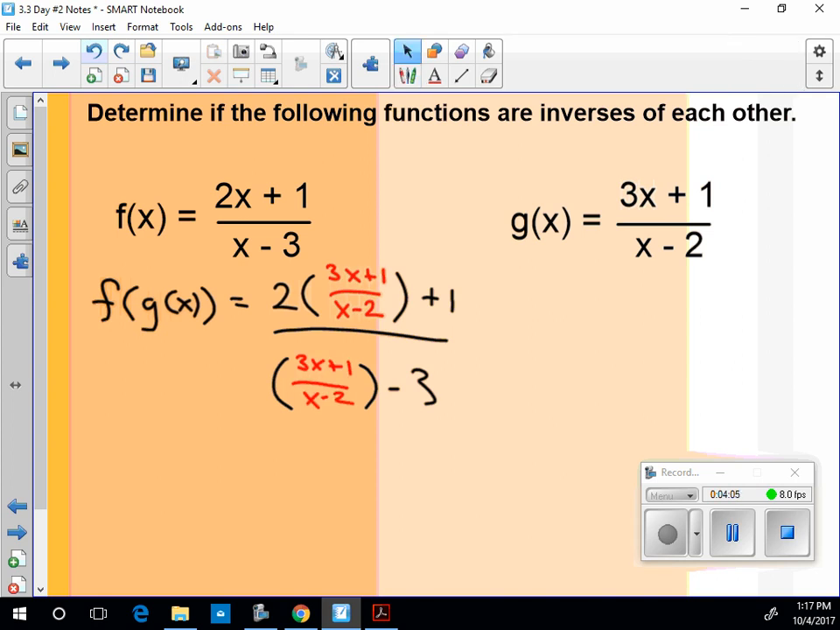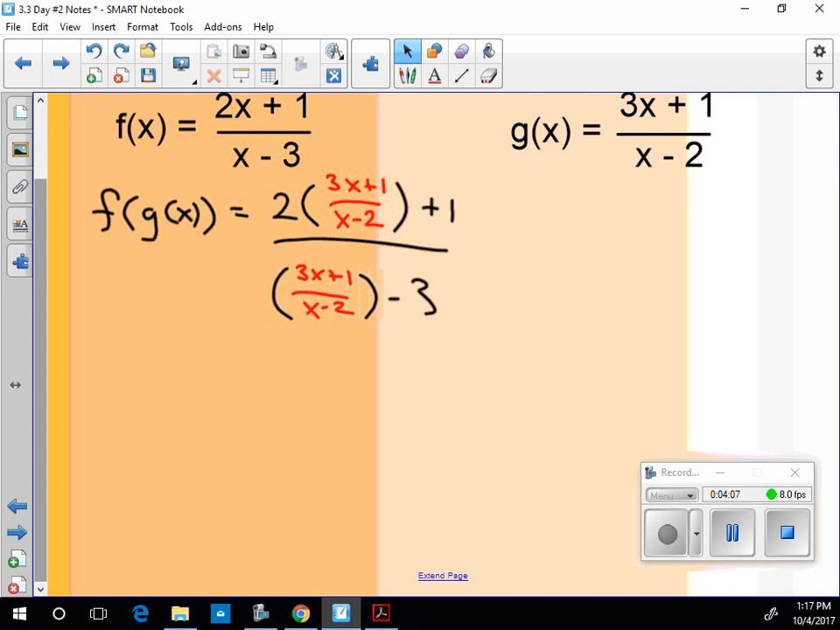Oh, this is going to be nasty. I've plugged g of x into f of x. Yuck. What do I have to do now? Just erase. Yes, Maureen, I like that idea. Let's erase after we do something like, I don't know, get a common denominator.